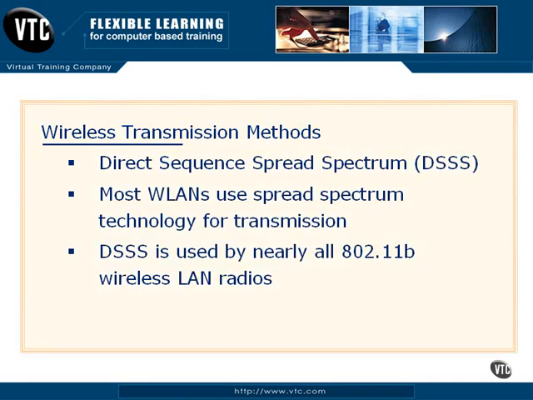First of all, there's Direct Sequence Spread Spectrum, or DSSS. Now, most wireless LANs that are in use today, especially the home networks, use spread spectrum technology for transmission. And DSSS is the most commonly used, and it's used in all the 802.11b wireless LAN radios. So if you're using 802.11b, you're using DSSS normally.